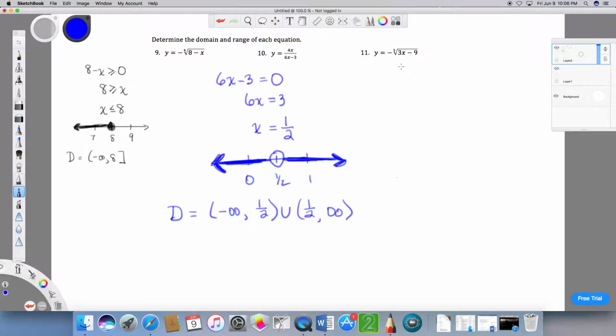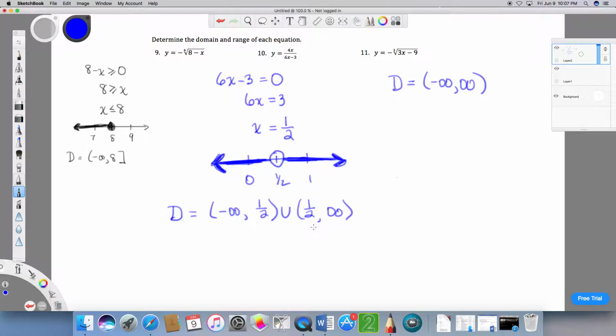When we look here, we have a radical, but it's different than number 9. In number 9, the index was an even number, 4. Here in number 11, the index is odd. When it's odd, the domain is all real numbers. All right, so let's go and take a look at the graphs of each of these to find the range.